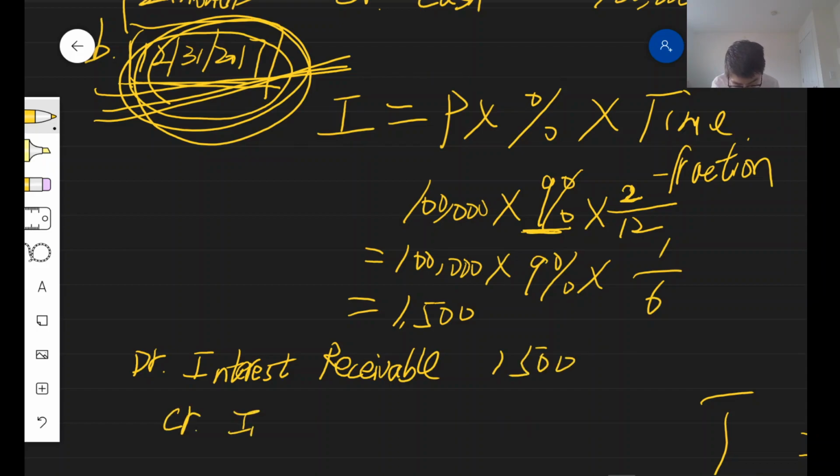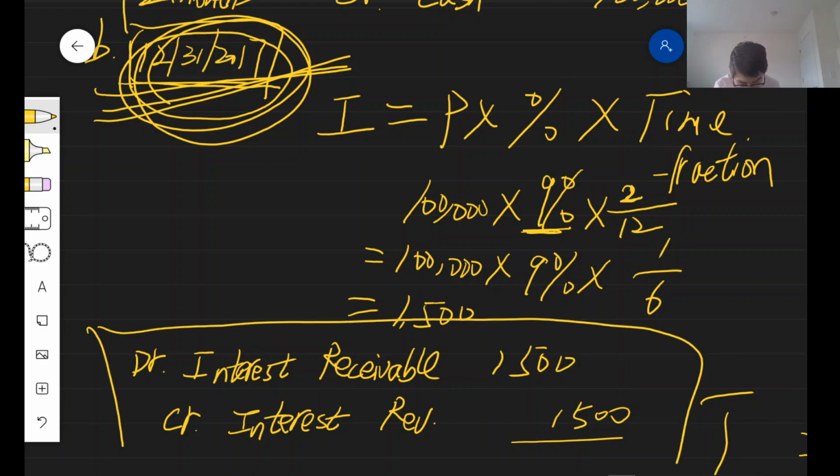We'll credit interest revenue for 1,500, because this is the interest we earn by having the person use our money for 2 months. All right, so this is the journal entry we make at the fiscal year end for this problem.